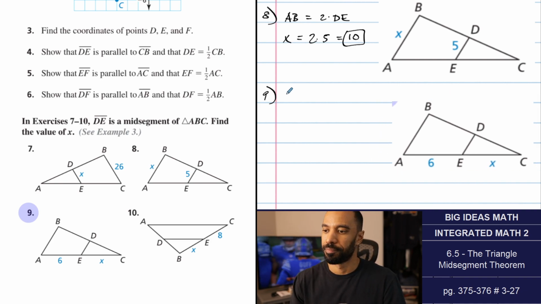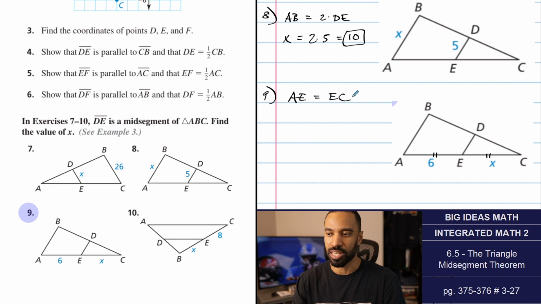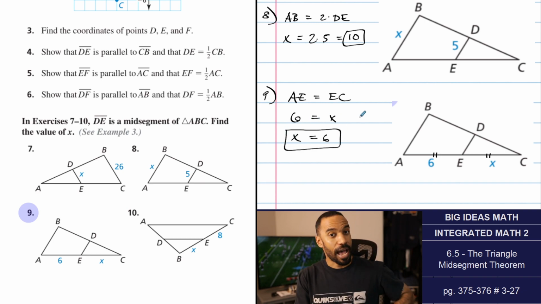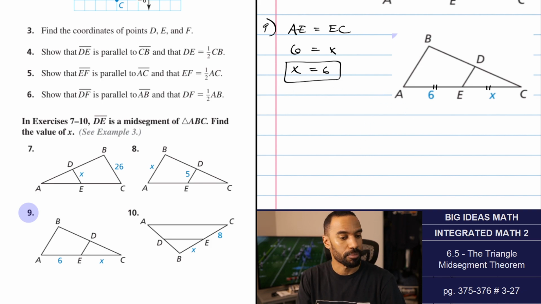All right, number 9. We are trying to find X. Here, DE is a midsegment, which would break these into two congruent parts right here. So AE's length should be the same as EC's length. Therefore, 6 is X, or X is 6. Straight up, not half of it. They are the same because E is a midpoint of AC, as DE is a midsegment.